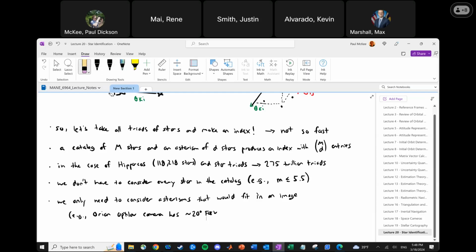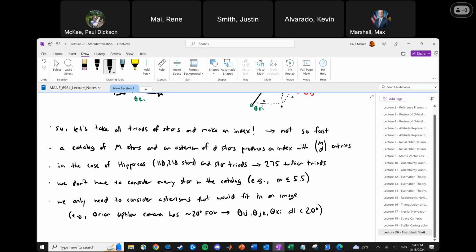Roughly 20-degree field of view. So what does that mean? It means there's absolutely no chance that we would ever need to consider an interstar angle of 30 degrees because we would never see both of those stars in an image. You might see one of those stars in an image, but we're looking for star triads where we would reasonably expect to see all three of them in an image. So in this case, theta ij, theta jk, and theta ki should all be less than 20 degrees. Between these two bits of information, we only need to consider stars brighter than 5.5, and we only need to consider star triads or star pairs where the interstar angles are less than the field of view. That drastically reduces the size of our catalog down to something that is actually reasonable for homework 4, which is nice because that's what you're going to need to do.